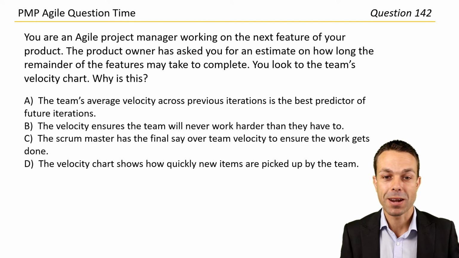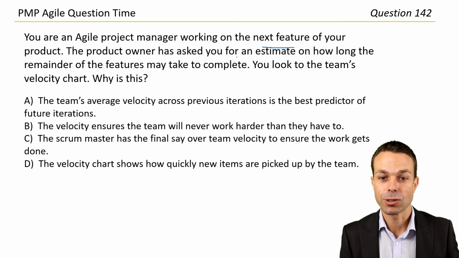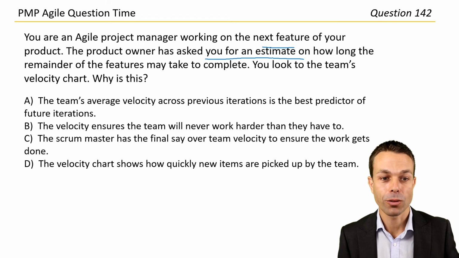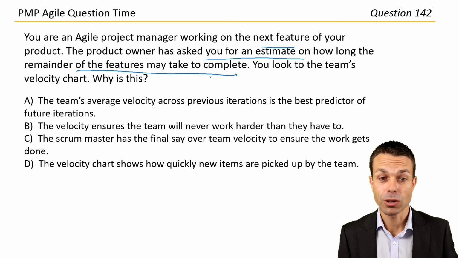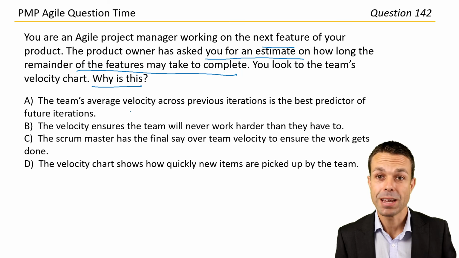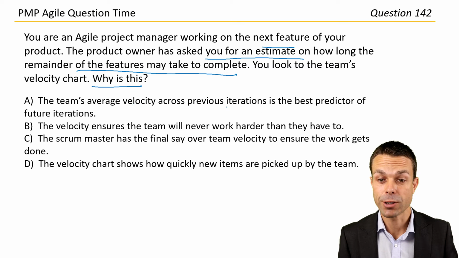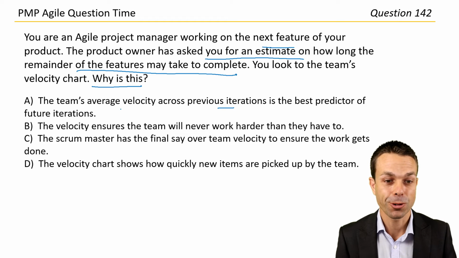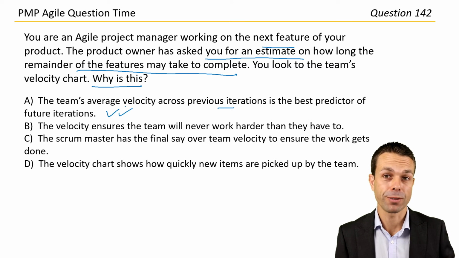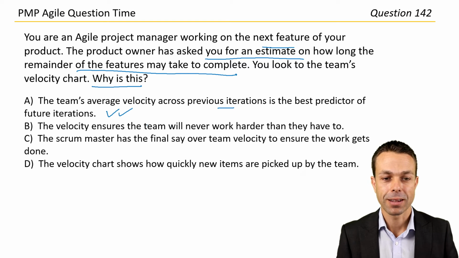You're an Agile project manager working on the next feature for your product. The product owner has asked you for an estimate on how long the remainder of the features may take to complete. You look to the team's velocity chart. Why is this? The team's average velocity across previous iterations is the best predictor of future iterations. And yes, that's true. So that's going to give us a really good idea of how long the remainder of the features will take to complete. Let's see what else we've got.